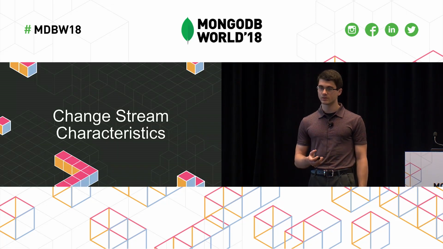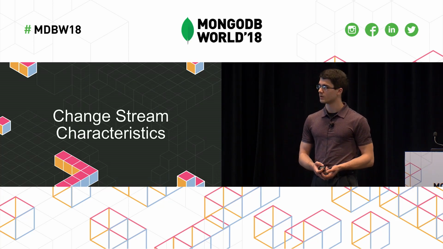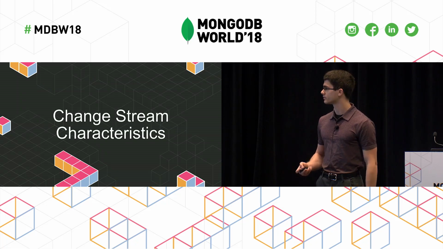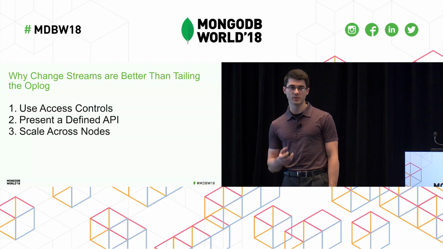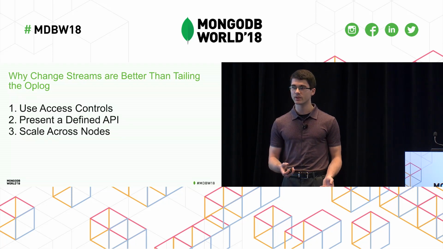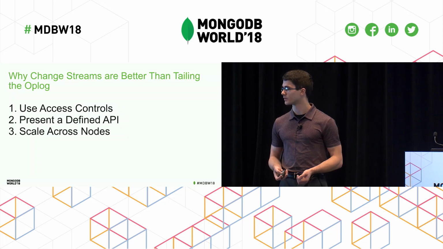So let's get into some of the characteristics of change streams. What kind of guarantees does the server make, and what do they look like? And for those of you who are familiar with the op log, you might be thinking, why should I use a change stream if I could just tail the op log? It's really these guarantees that make it a no-brainer to use a change stream instead of tailing the op log.